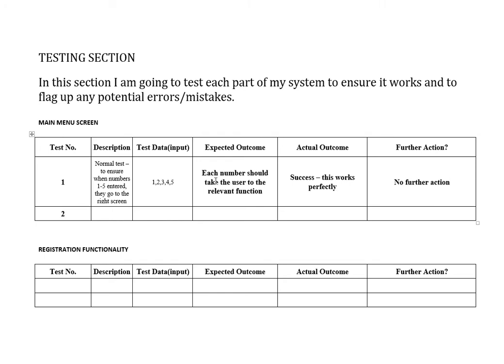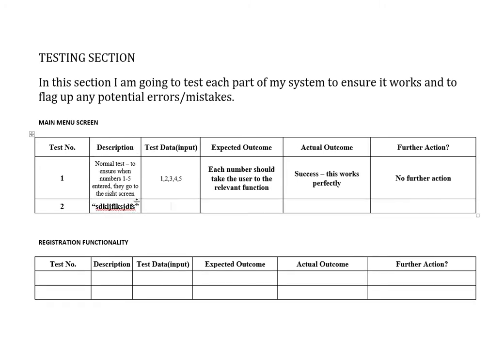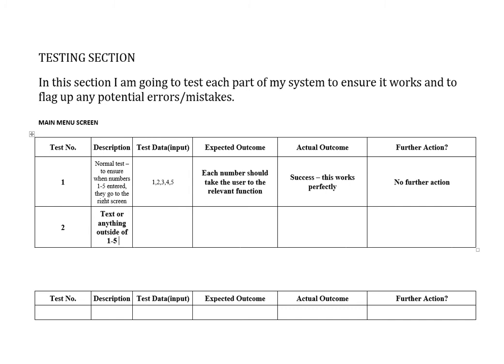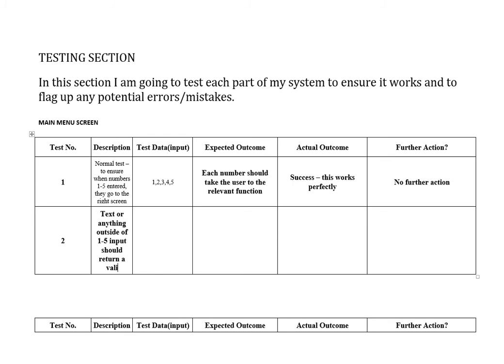However, in test 2, I'm going to put in some abnormal data. You have different types of test data, as you've seen in the testing section on Teach Yourself Python, such as extreme, boundary. Depending on what sort of thing you're testing, you might be testing a game, in which case you'd want to test the boundaries, etc. But here let's do an abnormal test. And when I put in rubbish, like that, or I could just say something like text, or anything outside of 1 to 5, input should return a validation message.